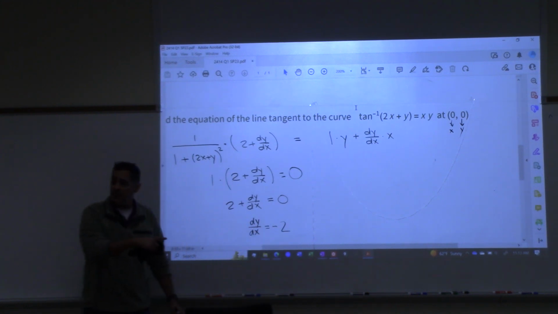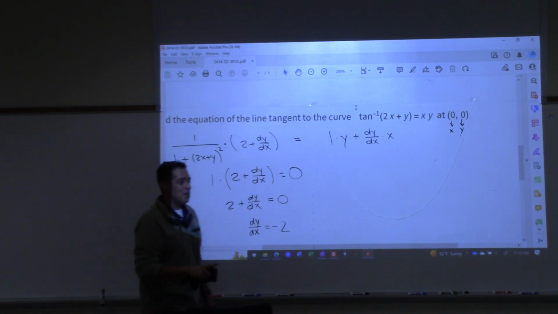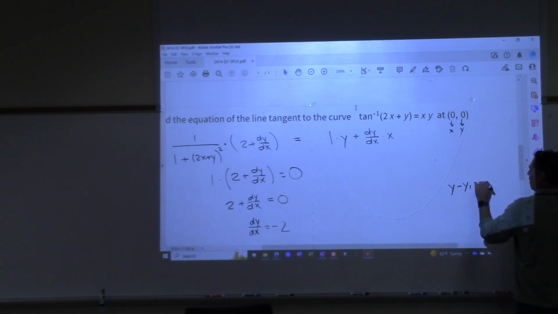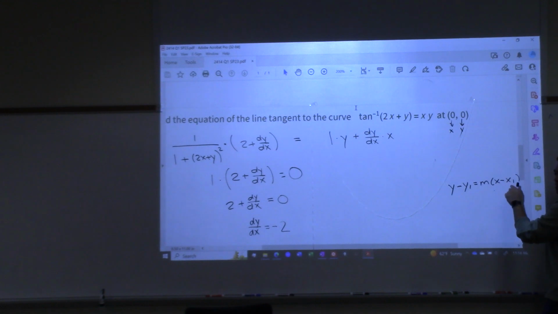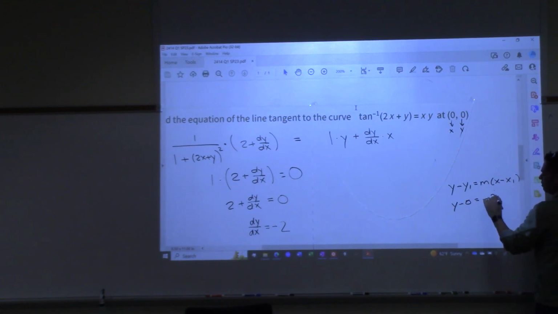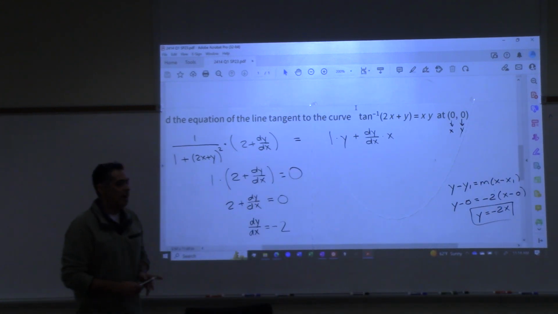That's the slope of the tangent line. You need the equation of the tangent line, so you come back over here to y minus y1 equals m times x minus x1, replacing y1 and x1 with 0. So y minus 0 equals the slope, which we just found is negative 2, times x minus 0. At the end of the day, it turns out to be y equals negative 2x. I know at least one of you got it. Maybe more than one, but at least one of you got it.